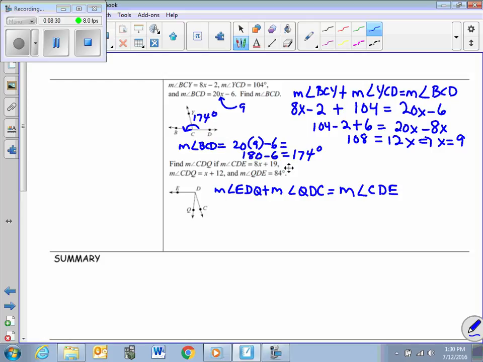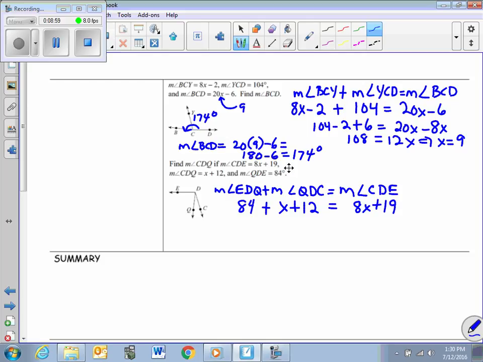All right, let's substitute in what we know. The measure of CDE is 8x plus 19. I'm going to plug that in right here. The measure of angle CDQ, which I called QDC, but it's the same, is x plus 12. And the measure of angle QDE, which I named EDQ, but that's okay, is 84 degrees.